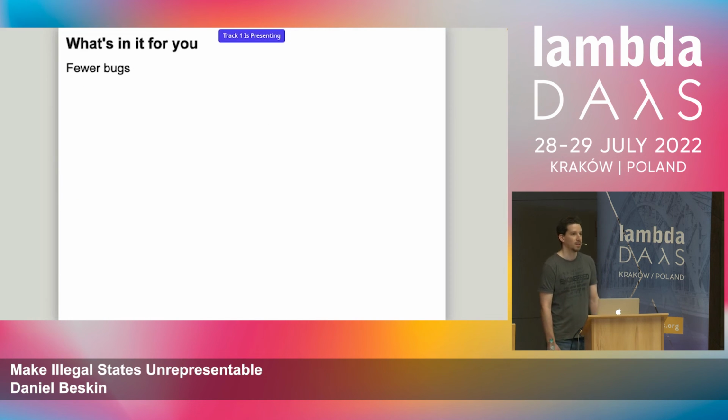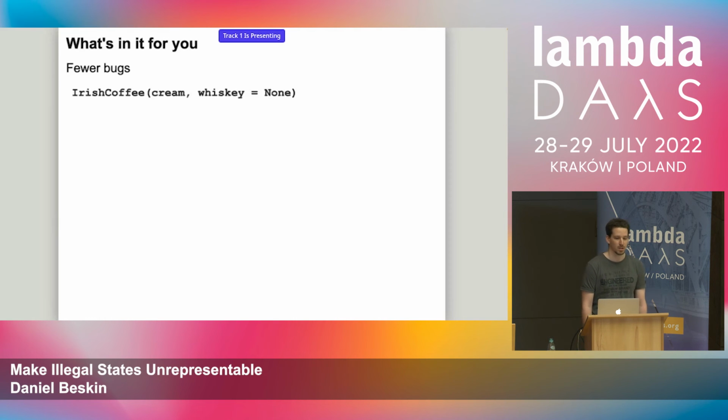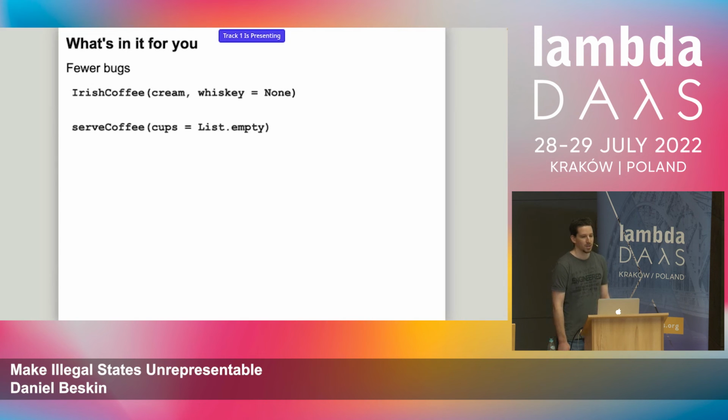Fewer bugs. Every illegal state that you precluded and made unrepresentable is a potential bug that you avoided. So, for example, creating an Irish coffee order without whiskey is no longer possible. It's not a state that you can write. This is a compilation error. Nor this, like serving coffee into an empty list of cups. Again, this is no longer possible because you enforced it at compile time, and this is a bug that cannot happen anymore. And since they're unrepresentable, you don't have to test for them a lot.